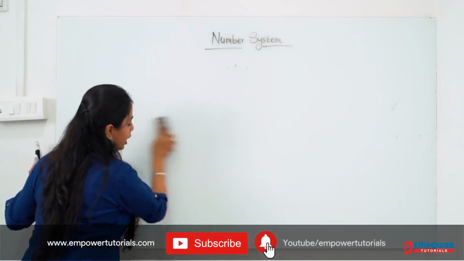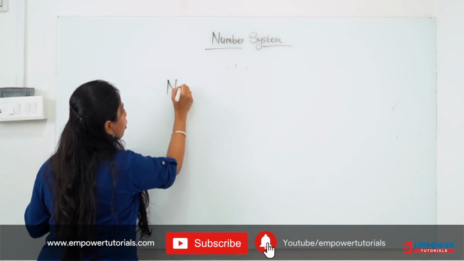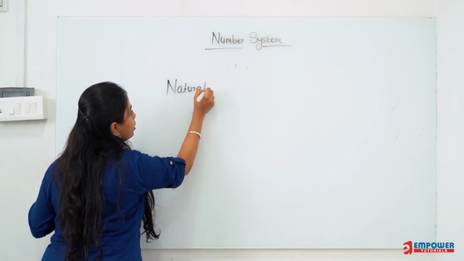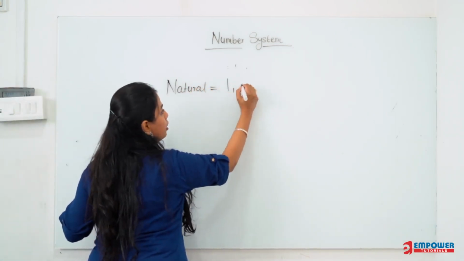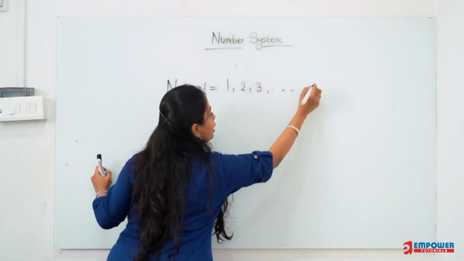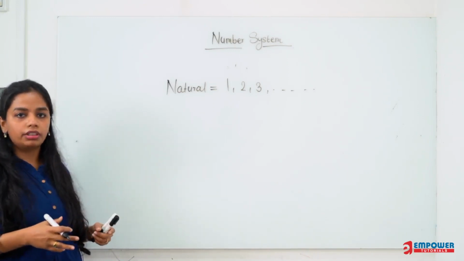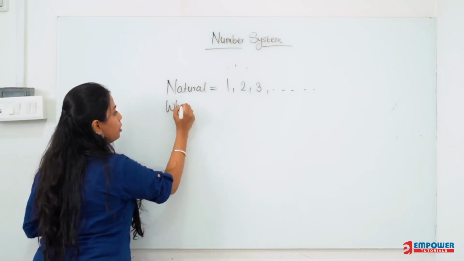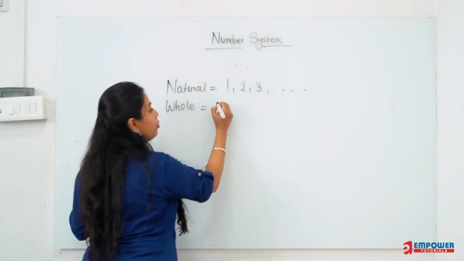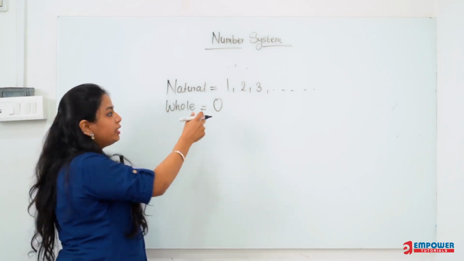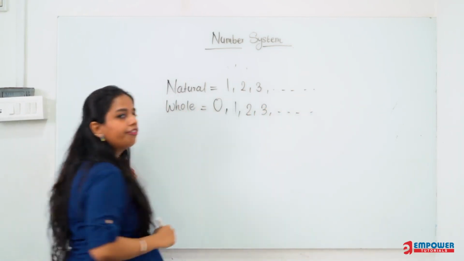To introduce rational numbers, you must know what natural numbers are. Everyone knows what natural numbers are. Natural numbers are the numbers which start with 1, 2, 3 and so on till infinity. So in natural numbers we have all positive numbers, right? Then come whole numbers. Now what are whole numbers? Whole numbers have all natural numbers plus 0. So whole numbers start with 0, then you have 1, 2, 3 and so on till infinity.